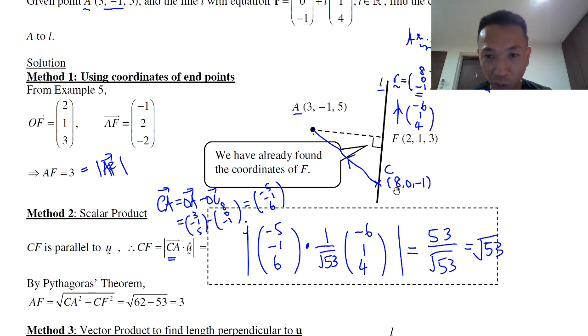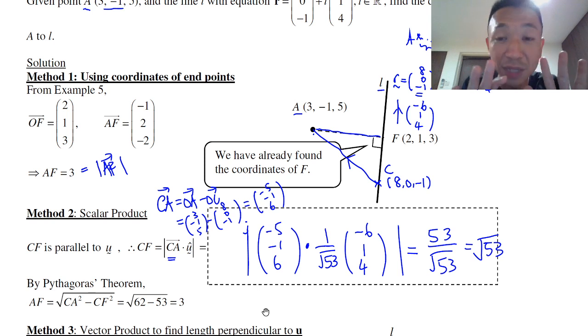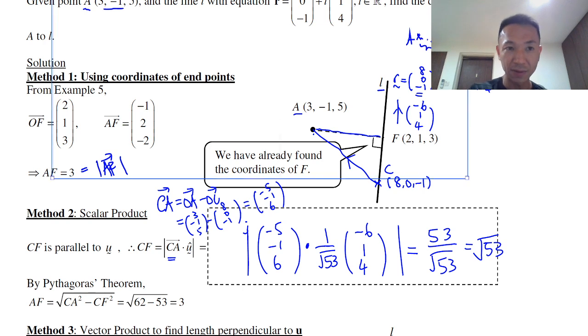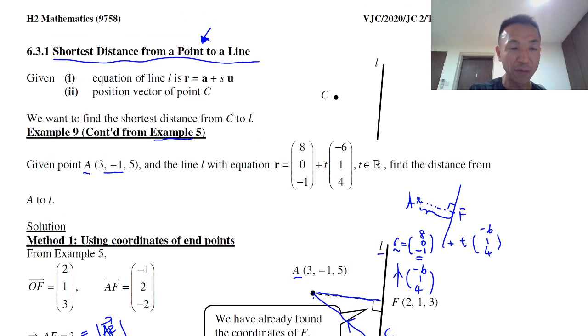Now what you have found so far is only CF, using dot product. But what do we want? We don't want CF. We want this distance, the shortest distance, AF. By Pythagoras theorem, AF is the square root of CA squared minus CF squared. Then we find AF and I get 3. You look through all the 3 methods first, and then you decide which one is better for the purpose of finding the shortest distance from a point to a line. I let you decide.